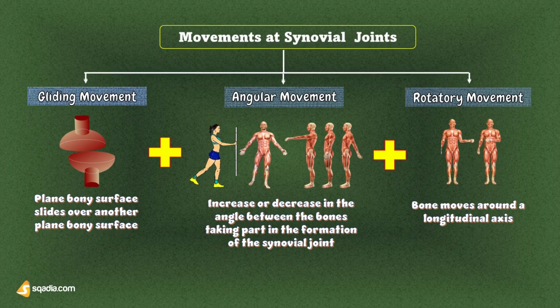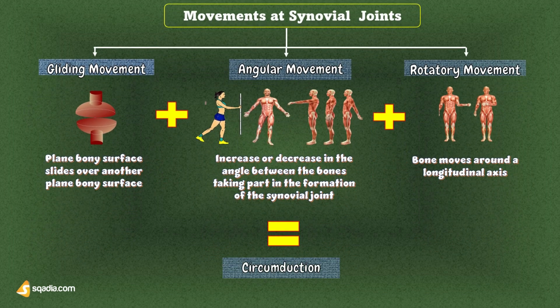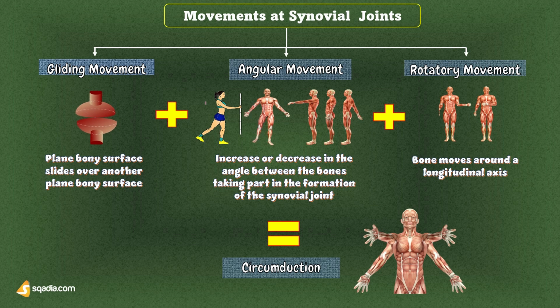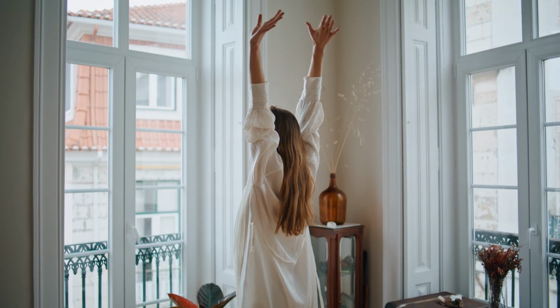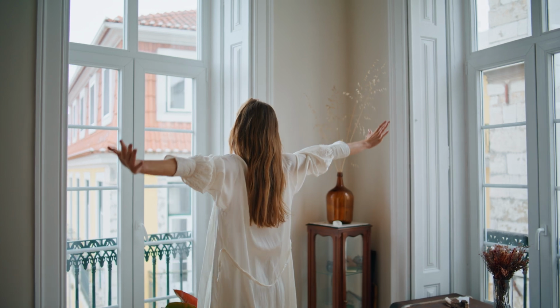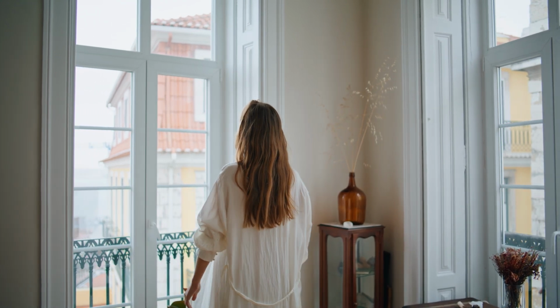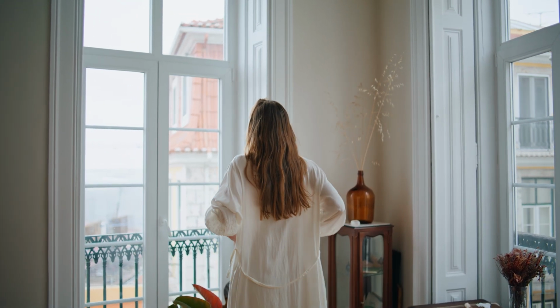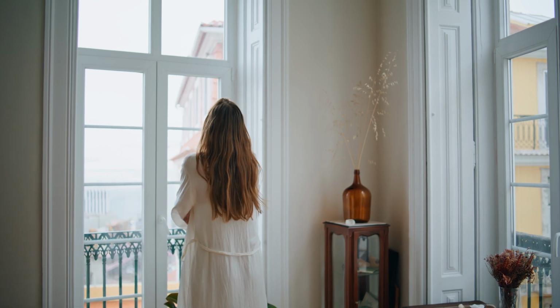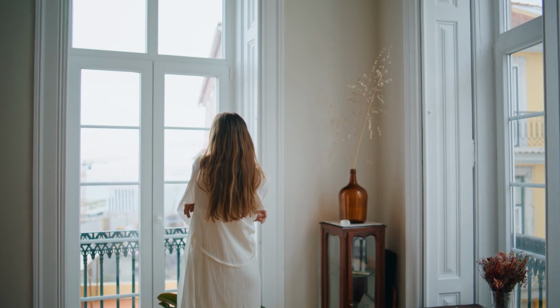It is a combination of all three movements, such as flexion, abduction, extension, adduction, and rotation, if you are wondering how and where circumduction takes place. It occurs at the shoulder joint when one stretches their arm to relax. It also takes place at the hip joint, as well as the carpometacarpal joint of the thumb.